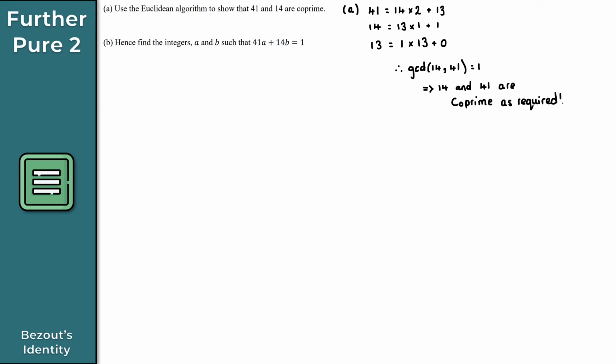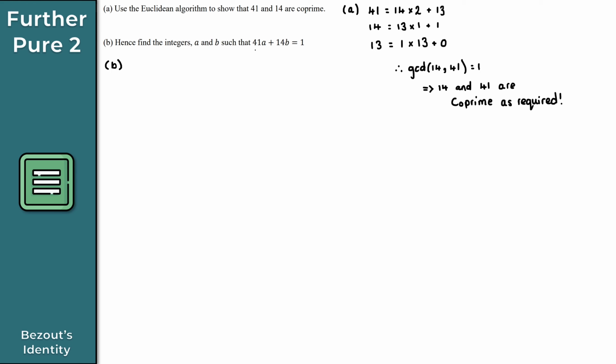Okay? So there we have it then. Nice and straightforward, hopefully. That gives us the solution to part A. Now, for the second part of this question, part B, it just says, hence find the integers a and b such that 41a plus 14b equals 1.